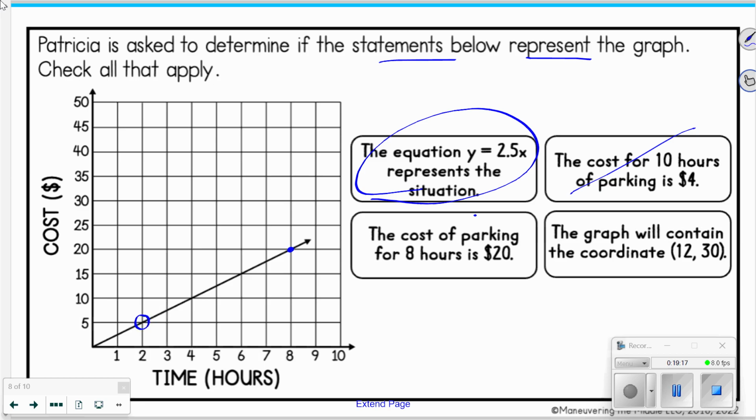This is also true. The graph will contain the coordinate 12, 30. 4, 10, 8, 20, 12, 30. Guys, I can do simple math. That's why this arrow is here. It's showing that the relationship continues in that direction forever. So even though it's not specifically on the graph, if I were to extend the graph to 12, 30 would be one of the points. Does that make sense for everyone? That's why that arrow is there. It is mathematically important that that arrow be there, because that's your indication that the relationship is continuing.